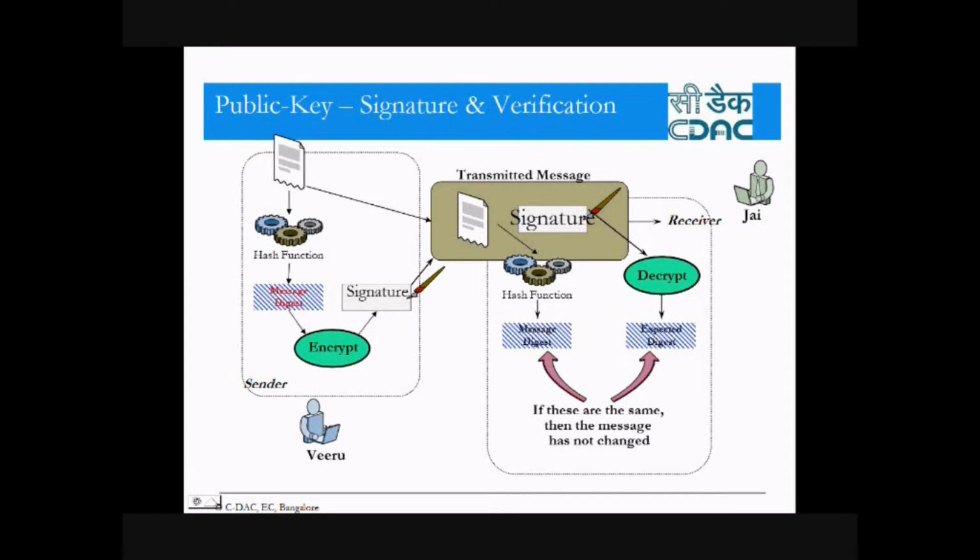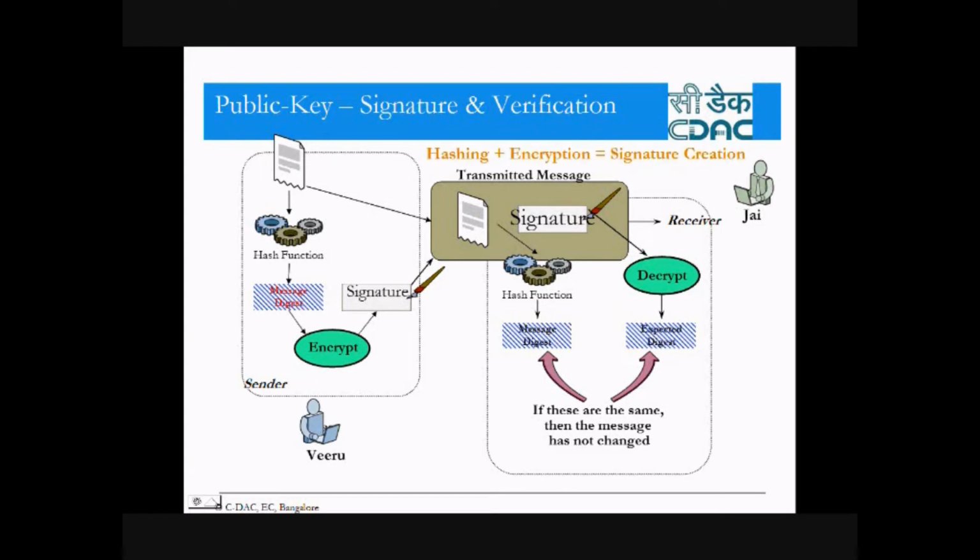But the question for Jay is, has Viru really signed this document, or is it someone who is acting as Viru who signed this document? How can you assure Jay that it is really Viru who has signed this document and not somebody else who is posing as Viru? Such kinds of questions may come to your mind.